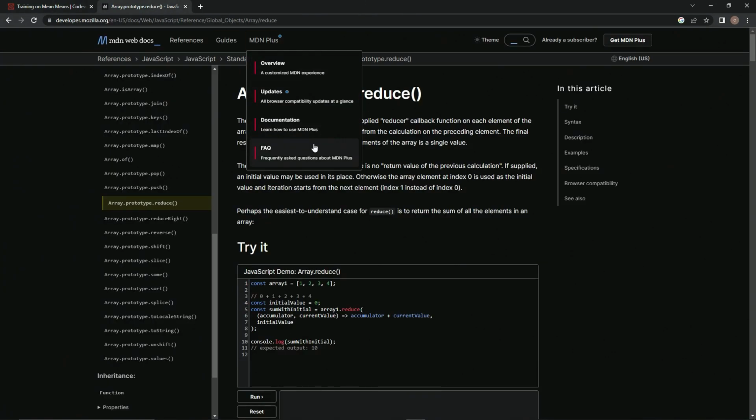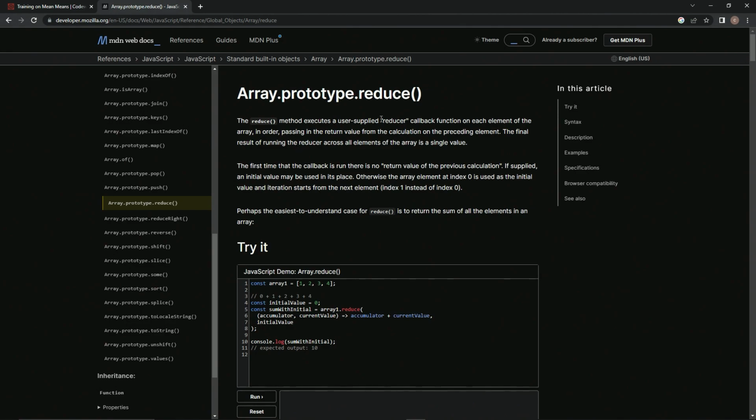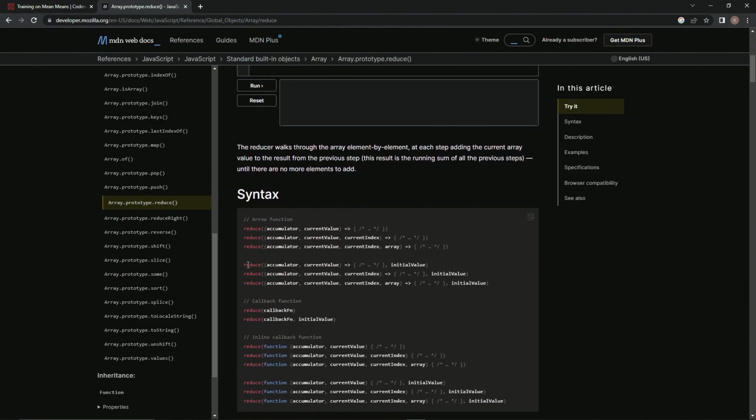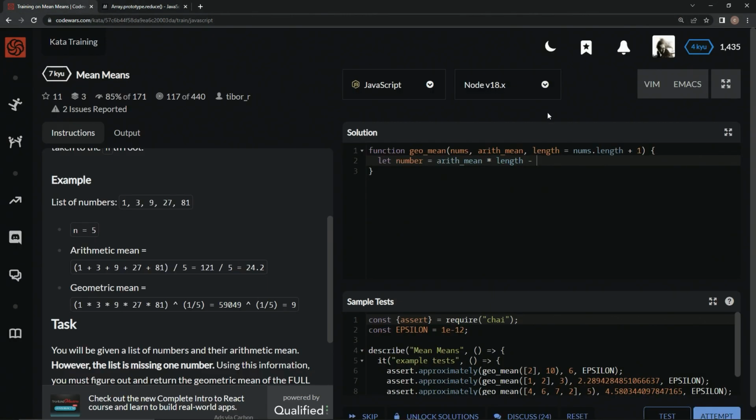If you don't know about the reduce method, it's the method that executes a user-supplied reducer callback function on each element of the array in order, passing in the return value from the calculation on the preceding element. Perhaps the easiest to understand case for reduce is to return the sum of all elements in an array. And so the syntax we're going to use, we're going to use this reduce, and then we're going to have accumulator, current value as the arguments, the arrow, we're going to have the expression right here, and we're also going to have an initial value after this comma. In the first case, it's going to be 0, and in the second, it's going to be 1, right?